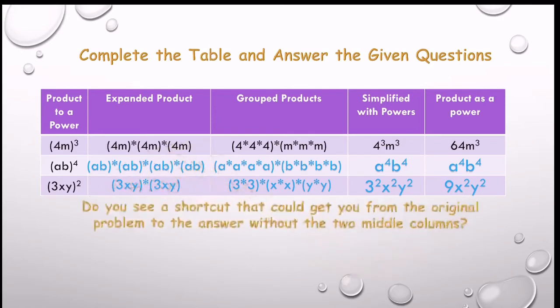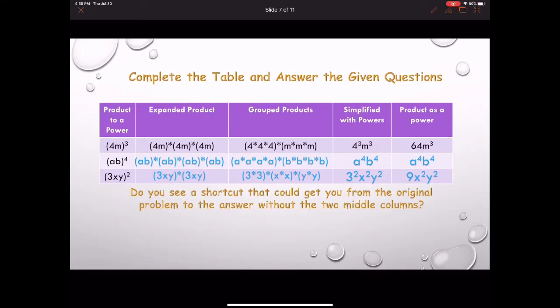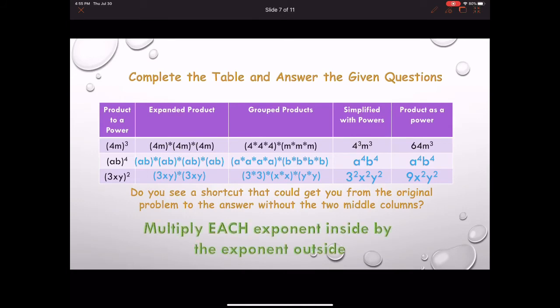Do you see a shortcut that could get you from the original problem to the answer without the 2 middle columns? As we see from the original problem to the final one, what happened was we multiply each exponent inside by the exponent outside. And there's a big key word there, multiply each exponent.